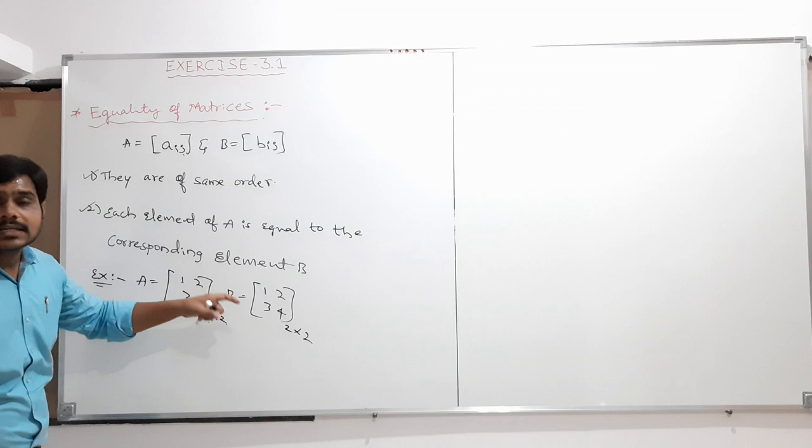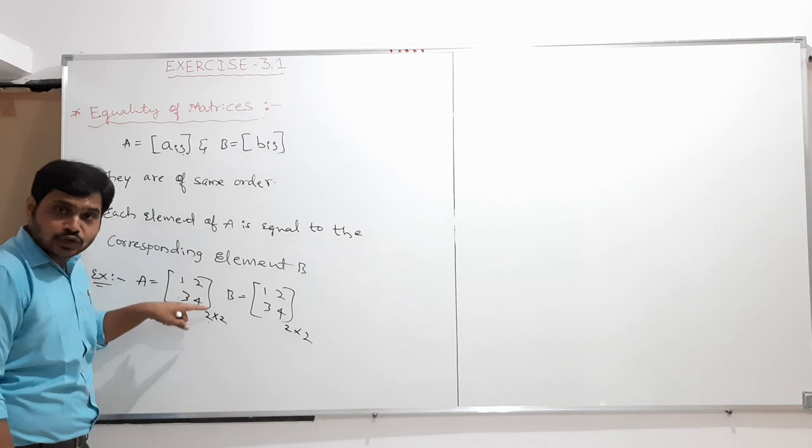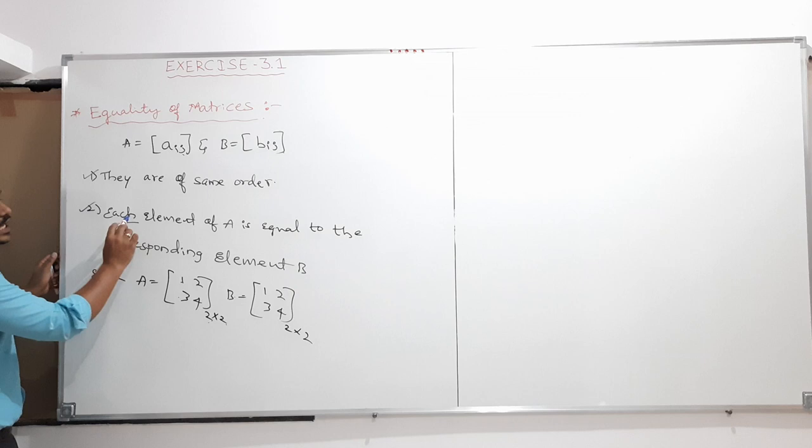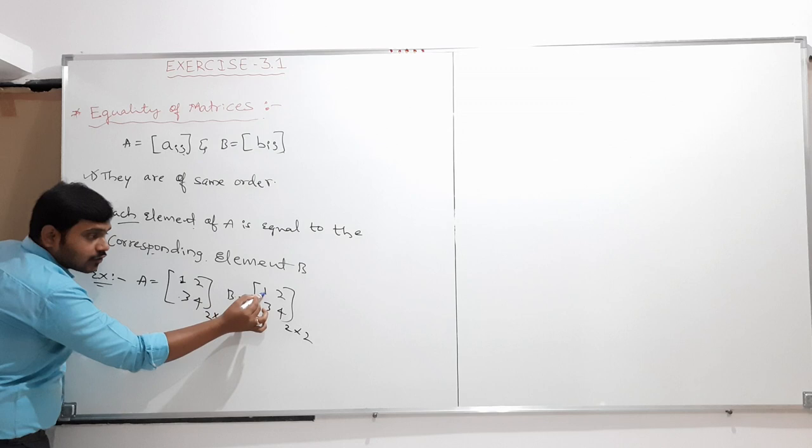So according to my definition, two matrices are said to be equal if they are of the same order. Here the order of this matrix is 2 cross 2 and the order of this matrix is also 2 cross 2. And another condition, what is that? Each element of A is equal to the corresponding element of B. So whatever element we have in the matrix A is equal to the corresponding element of B. So this element and this element are equal.